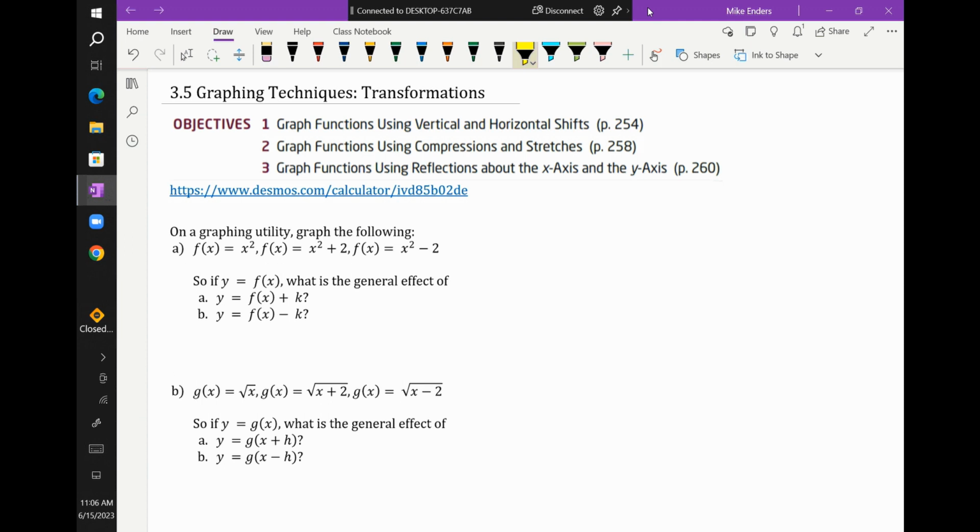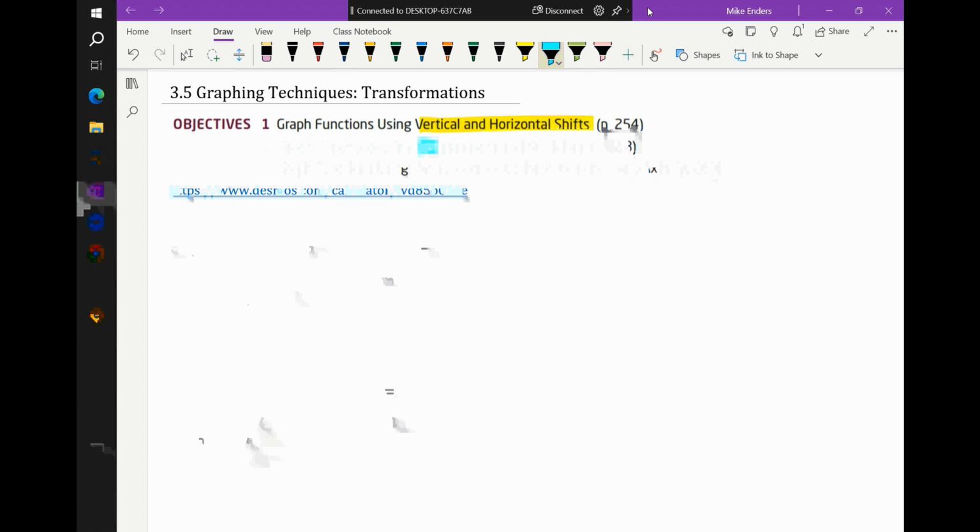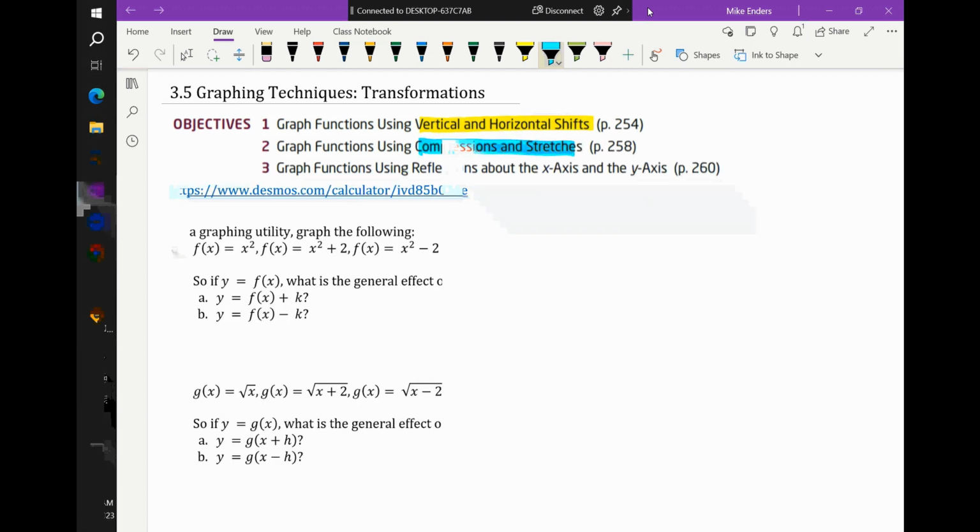And how are we going to do that? We're going to take a look at horizontal and vertical shifts. In other words, can we move the graph up and down and right and left? Another thing we're going to do is compress and stretch the graphs. And then the last thing we want to be able to do is reflect things over the x-axis and reflect things over the y-axis.